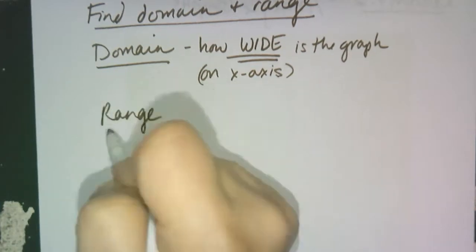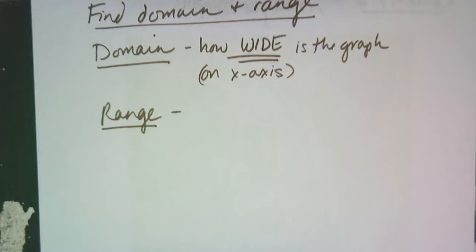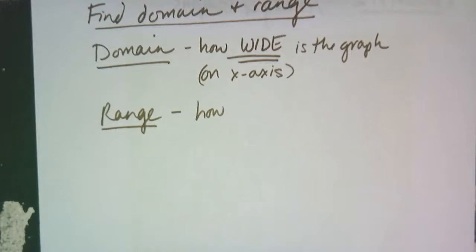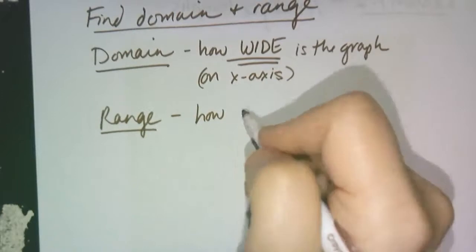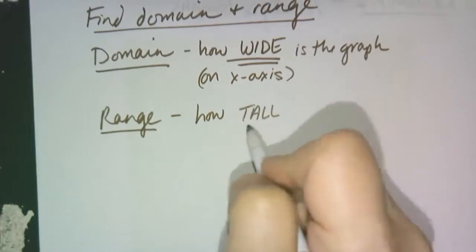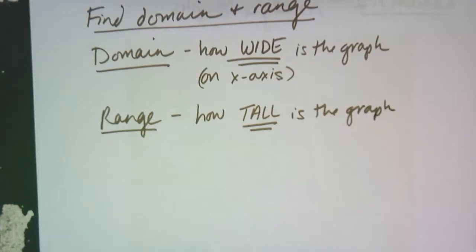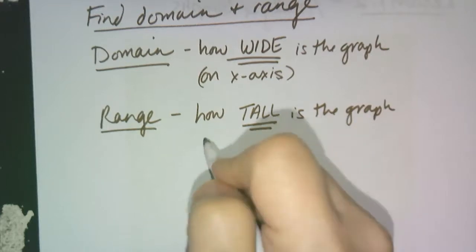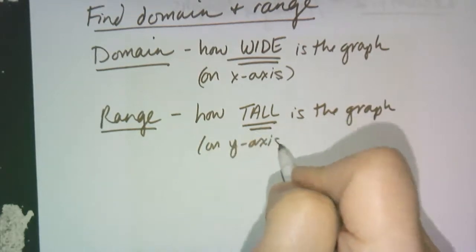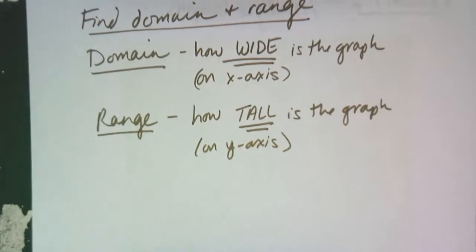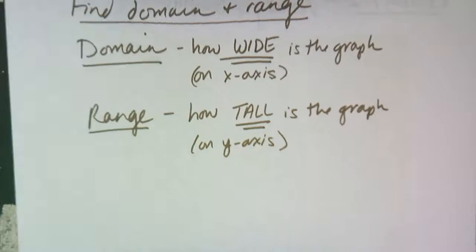Range then would be how what? Tall. Very good. I was waiting for deep. Deep and what? No one knows that song? Good churchgoers? How tall is the graph? How tall is it getting? Is there any graph down here? Is there any graph up here? That would be on the y-axis. You look at your y outputs. Okay? So I'm going to draw two easy ones for you, and then we'll look at a third one.